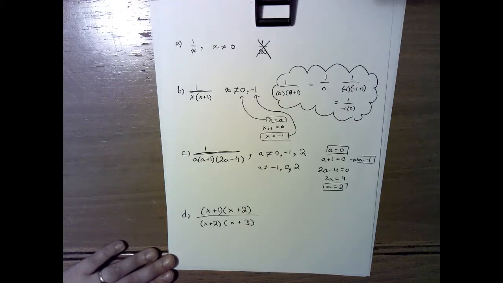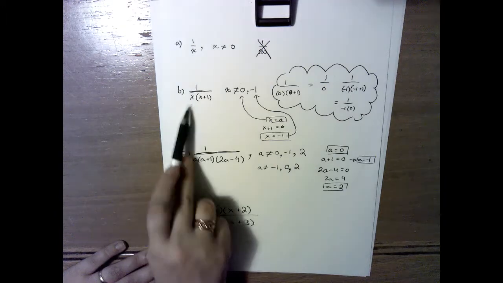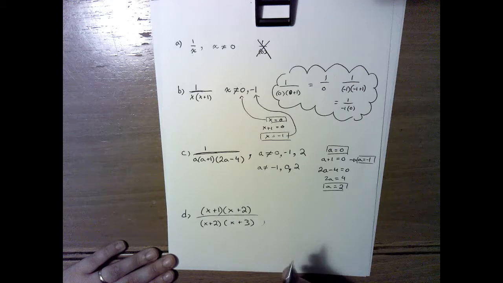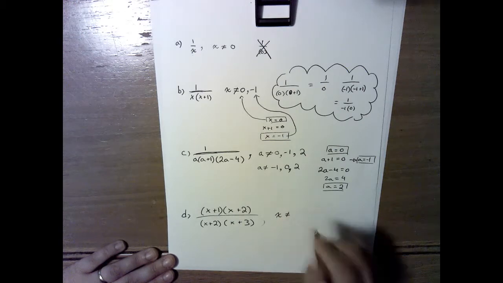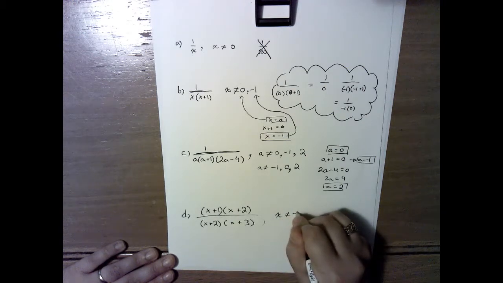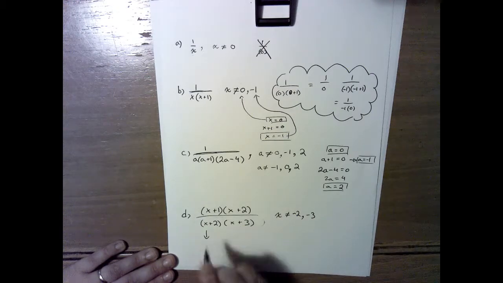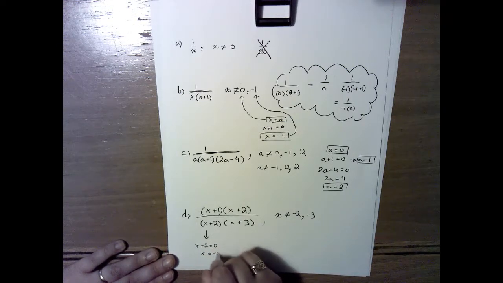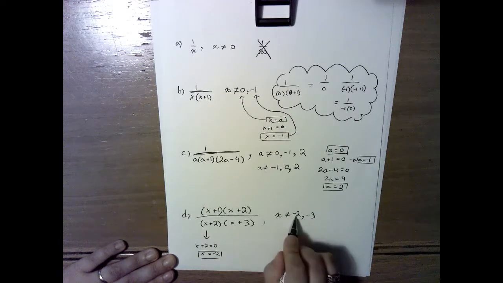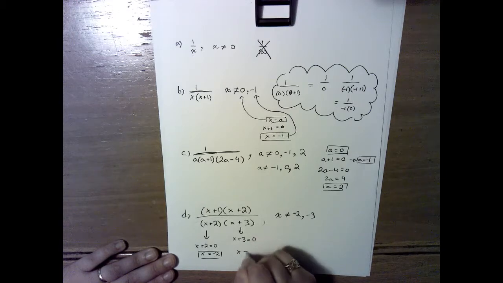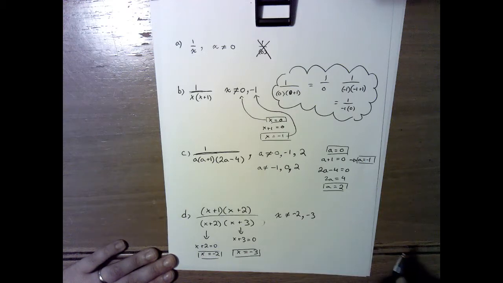Well, we know from our previous examples that the bottom part is going to equal 0 when x is -2 or -3. So basically I took this one, set it equal to 0 and solved for x. That's where my first restriction came from over here. And then I set this one equal to 0 and solved for x, and that's where my second restriction came from over here.